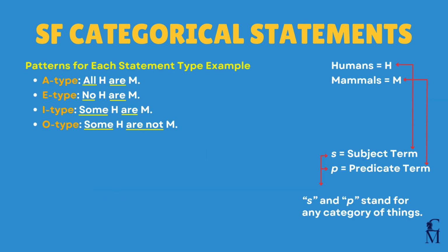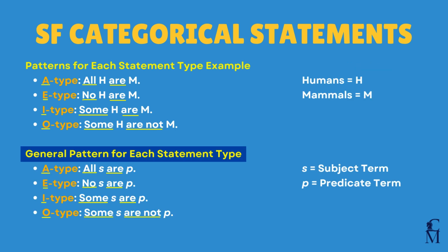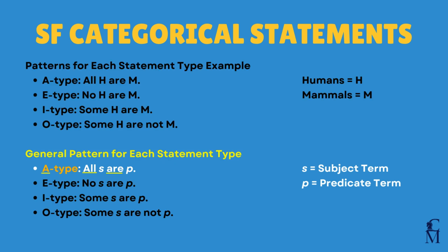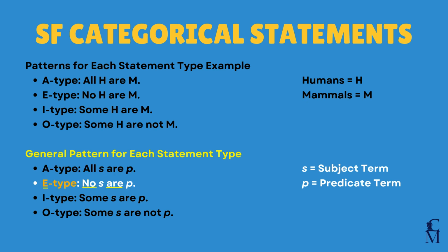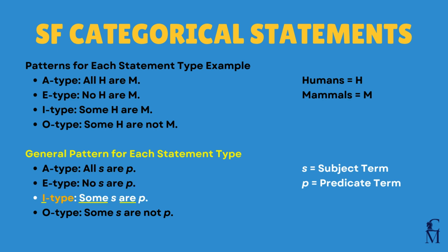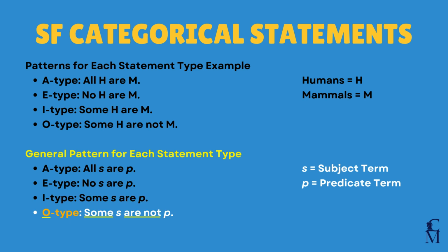We can also replace the capital statement variables H and M in these statement patterns with variables that stand for any category of things. We will use the lowercase, italicized letter S as the variable for the subject term of each statement and the lowercase, italicized letter P for the predicate term of each statement. The result would be the following general standard forms for each of these kinds of categorical statements. For an A-type statement, the general pattern is all S are P. For an E-type statement, the general pattern is no S are P. For an I-type, the general pattern is some S are P. And for an O-type statement, the general pattern is some S are not P.